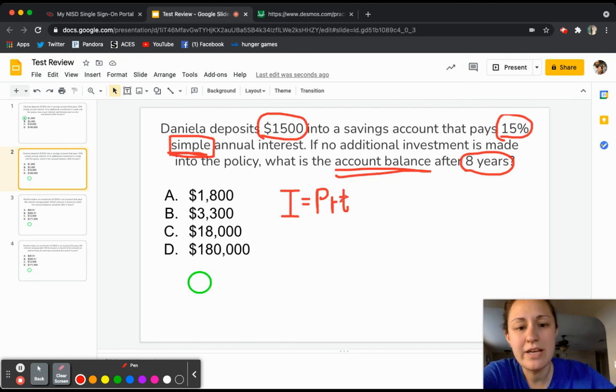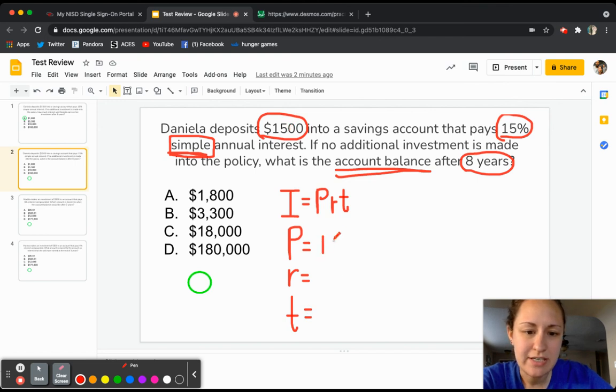Again, we still want to break down what our P is, what our R is, and what our T is. Just like we figured out already, our principal was $1,500. Our interest rate was our 15%, but we took our decimal and we moved it 1, 2 times and added a 0 in front. So we had 0.15. And then our time is still 8 years.